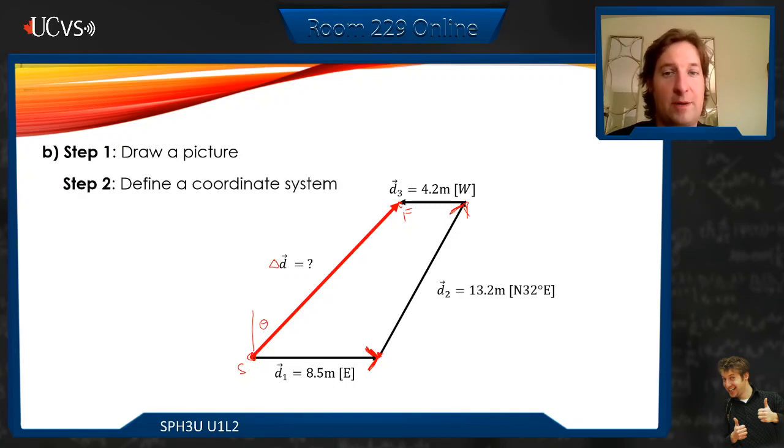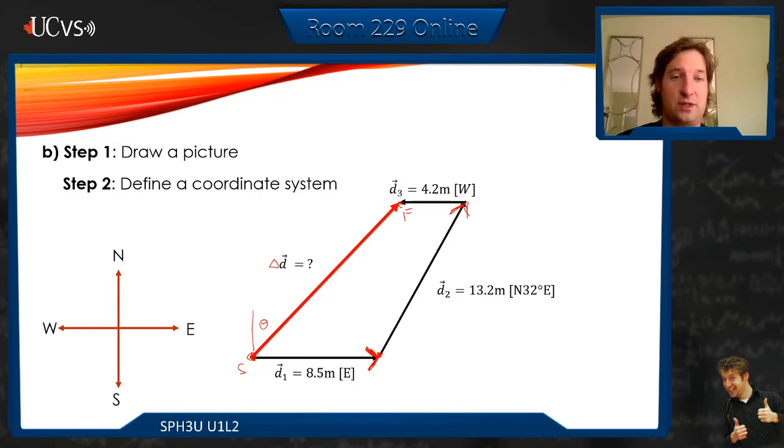We can put our frame of reference on here. And I'm going to use north, south, east, west, since that's what the question gave us, quantities in north, south, east, west. So let's do that. So we can define our cardinal directions here as north, south, east, west. And once I've done this, I can now decide which of the directions, north or south, or east and west, are positive and which ones are negative.